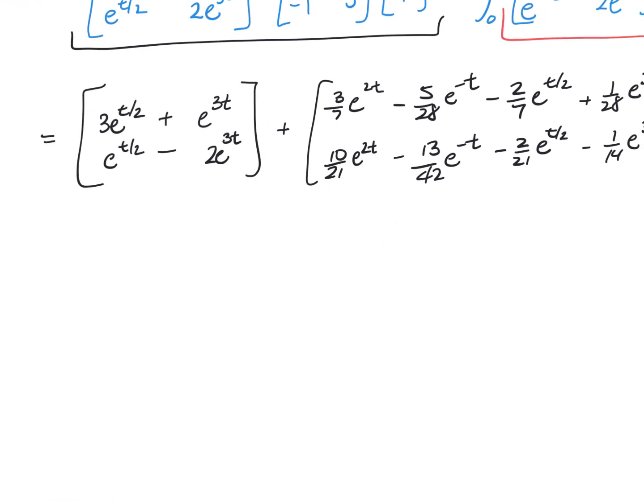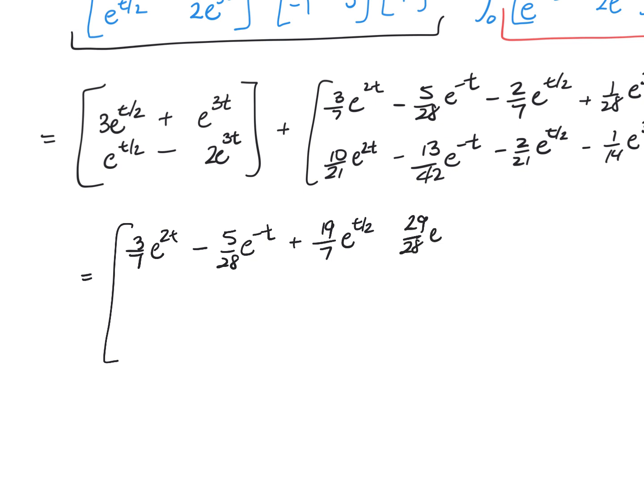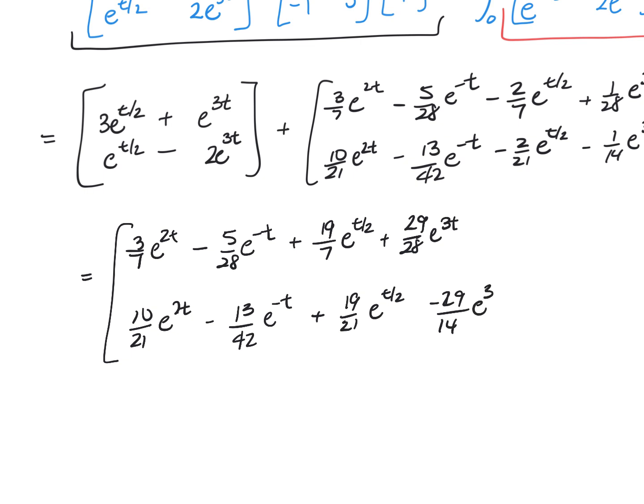Now I have basically these two vectors adding component to component. This is my answer. 3 over 7 e to the 2t minus 5 over 28 e raised to the negative t plus 19 over 7 e raised to the t divided by 2, and then 29 divided by 28 e raised to the 3t. That's the first position. The second position is 10 divided by 21 e raised to the 2t minus 13 divided by 42 e raised to the negative t plus 19 over 21 e raised to the t divided by 2, and then lastly minus, and that should be a plus there, minus 29 over 14 e raised to the 3t.